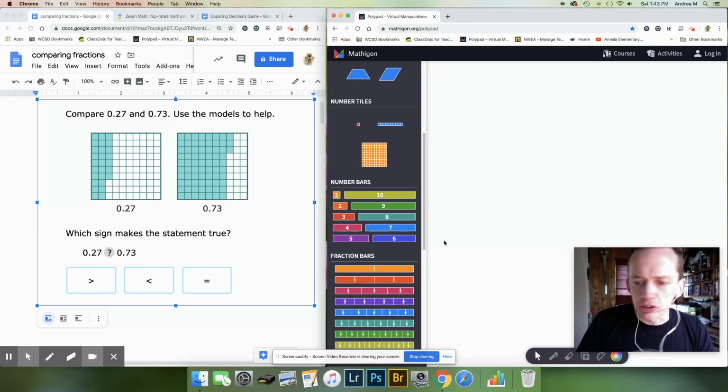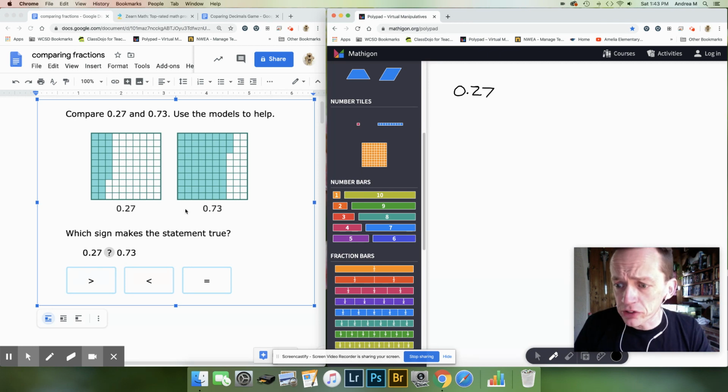Perfect. All right, so taking a look at this one right here, just kind of getting back into looking at this, right? So what we have right here is we have 27 hundredths. That's how you would say that. So think about that is we have 27 and that is out of 100. So that first model right there is split into hundredths and 27 of them are shaded. So we have our 10, we have our 20, and then 7 more, 27 hundredths. And then we are comparing that to 73 hundredths.